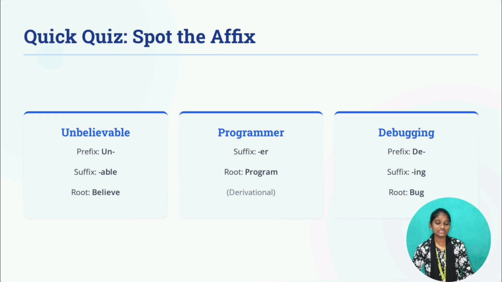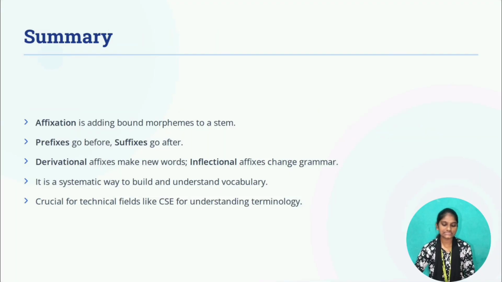Unbelievable. In this, the prefix is un, the suffix is able, and the root word is believe. Programmer: the suffix is er, the root is program. It is derivational. Debugging: in debugging, the prefix is de and the suffix is ing. The root is bug.